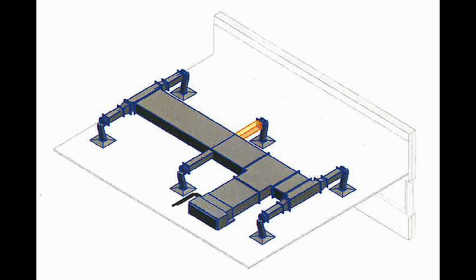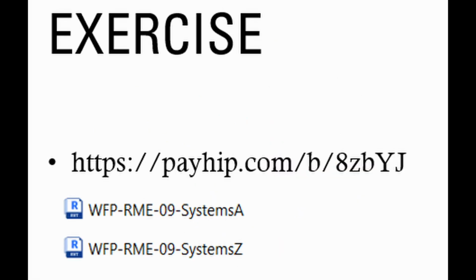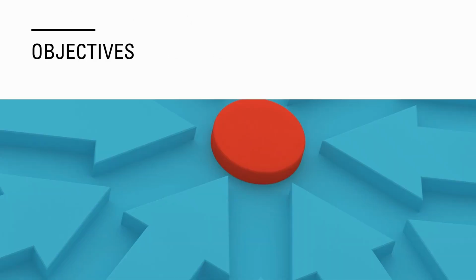In a typical design workflow, spaces and zones are established first. Then demand elements like air terminals, lighting fixtures, or plumbing fixtures are placed. Once these are in place, you can begin creating systems that link all of these demand elements back to a supply source. In Revit, system types are broadly grouped into HVAC, electrical, piping, plumbing, and fire protection. The exercise at the end of this module will walk you through creating your own system using the dataset file WFPRME09 Systems A. During this module, we will cover the following learning objectives.